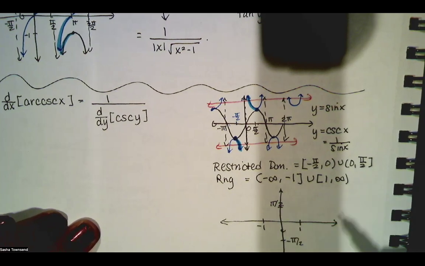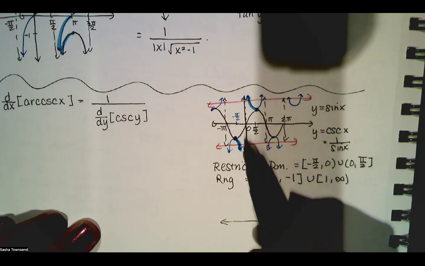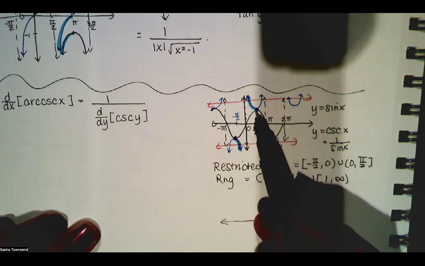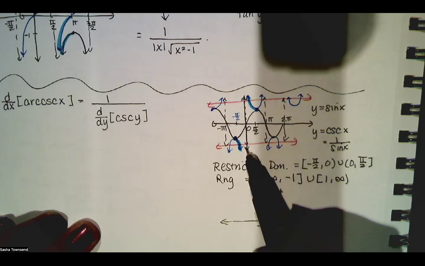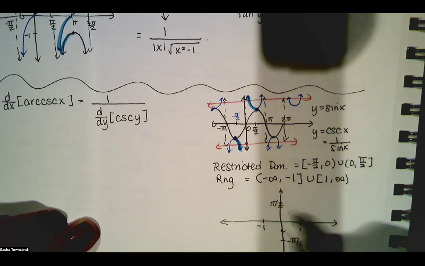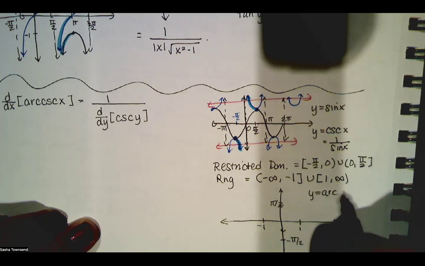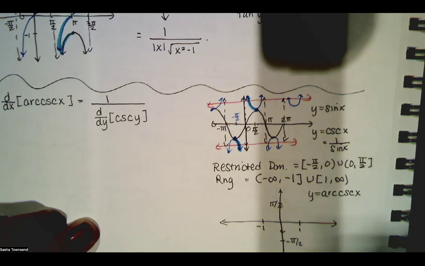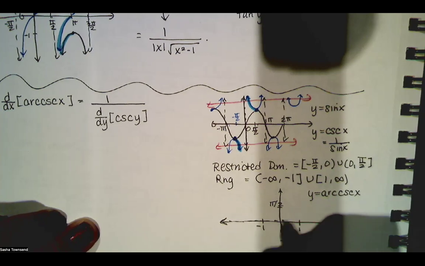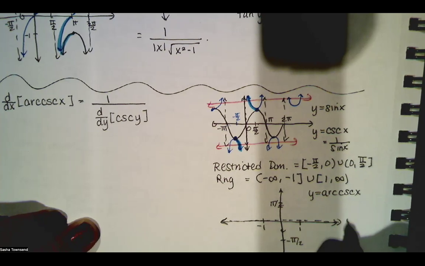And say, okay, this restriction of the cosecant graph has a vertical asymptote x equals 0. So the arc cosecant graph, instead of having a vertical asymptote at x equals 0, will have a horizontal asymptote at y equals 0.